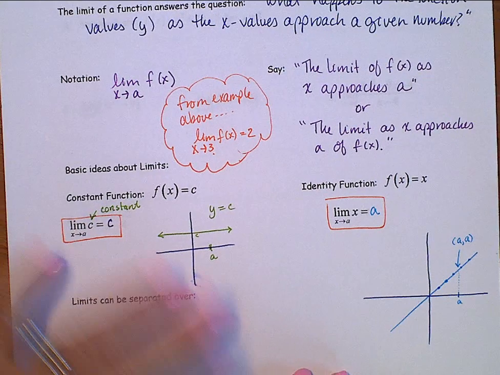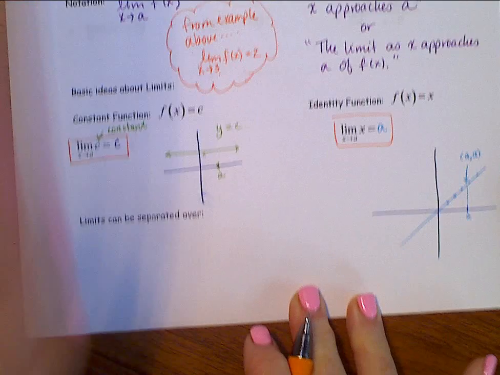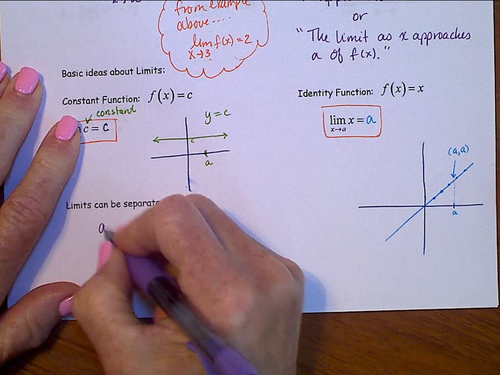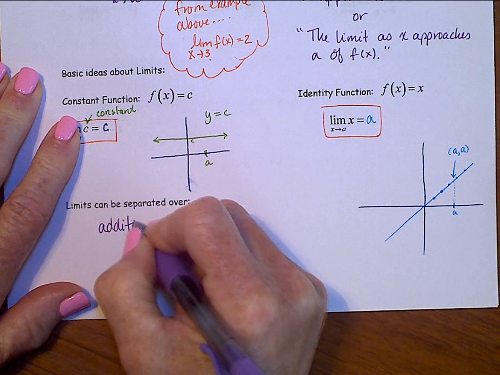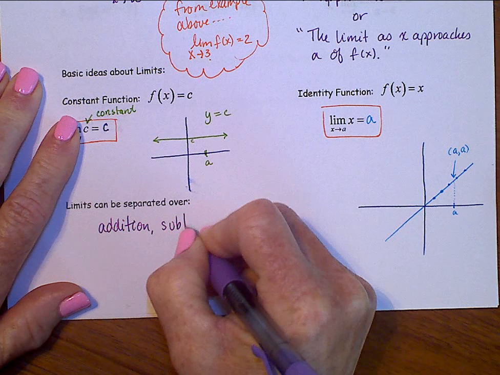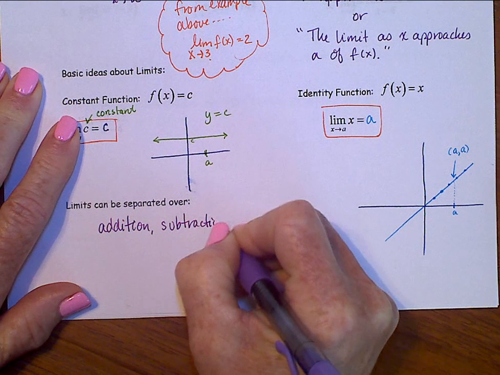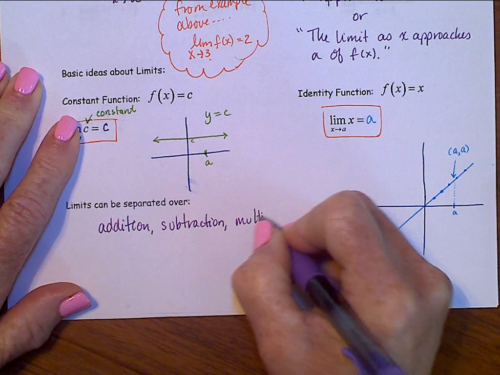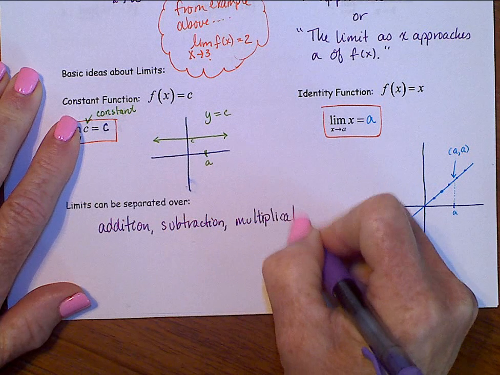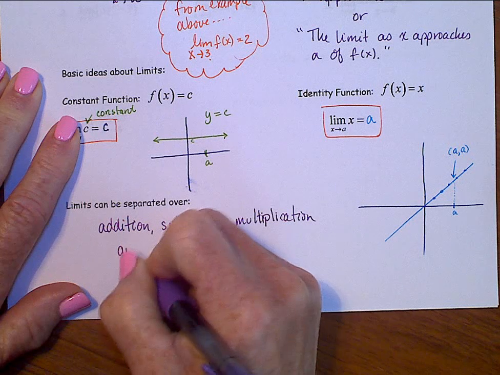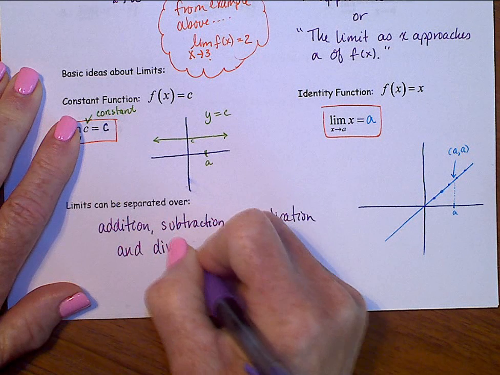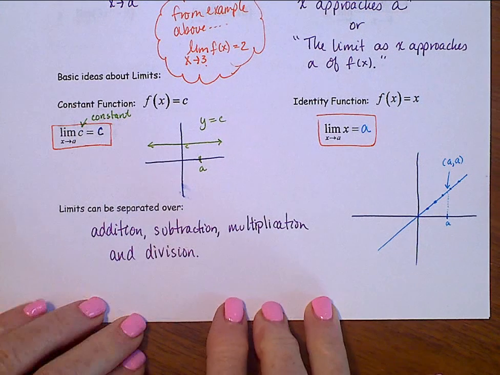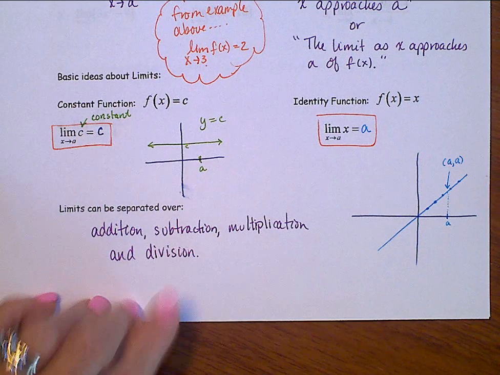Okay? All right, now additionally, limits can be separated over addition, subtraction, multiplication, and division. I know that doesn't mean very much right now. Please join me on page 2 and we'll talk about what that means and we'll do some examples.